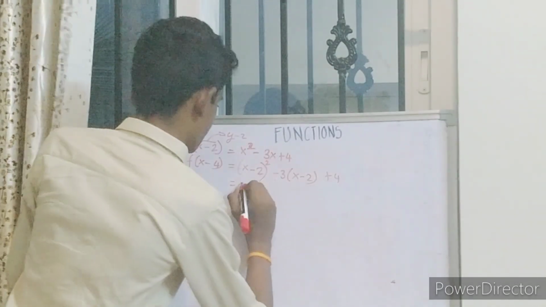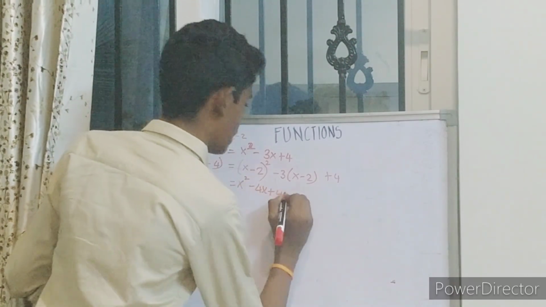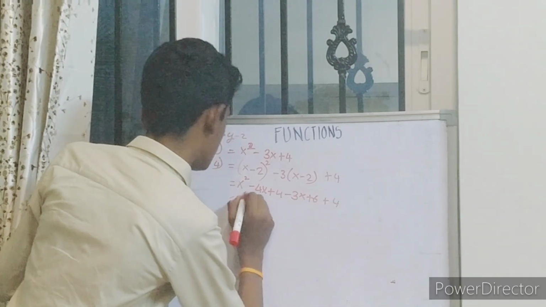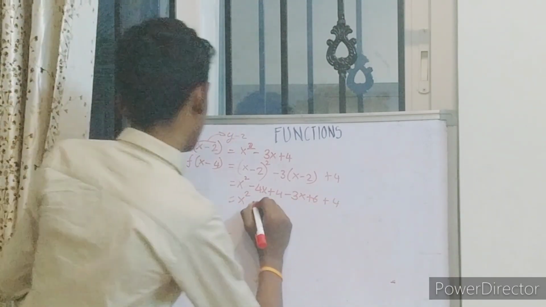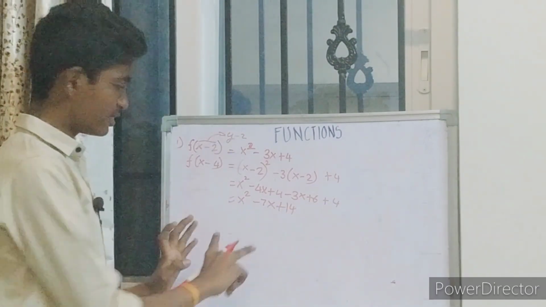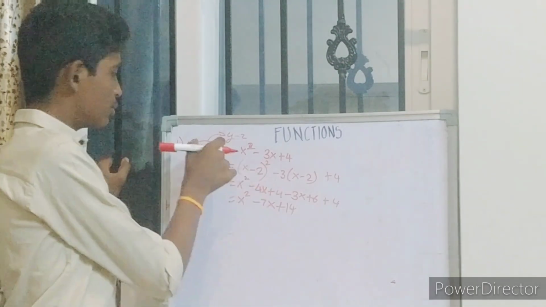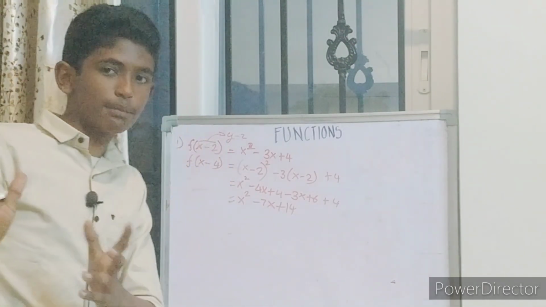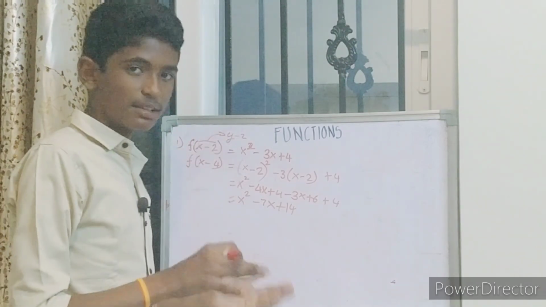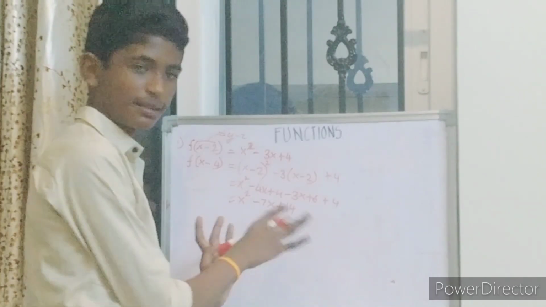Now let's calculate. x square minus 4x plus 4 minus 3x plus 6 plus 4. Now your answer will be x square minus 7x plus 14. This is your answer for f of x minus 4. You call whatever is inside the bracket a buffer variable and then start solving it. This is called a solution for a functional equation.